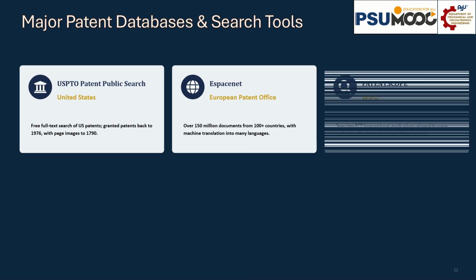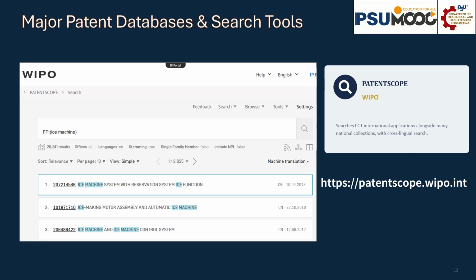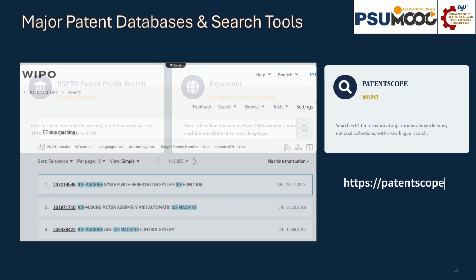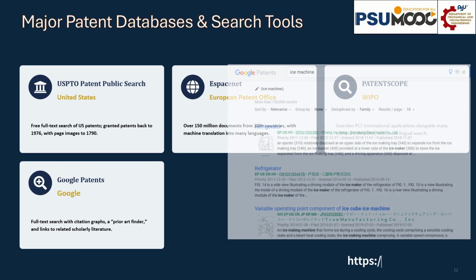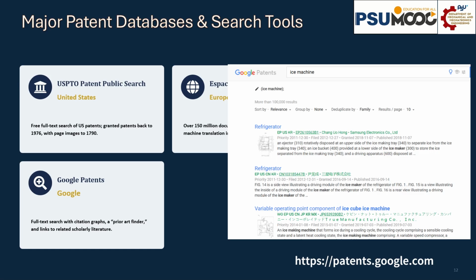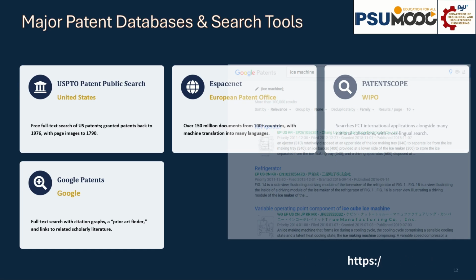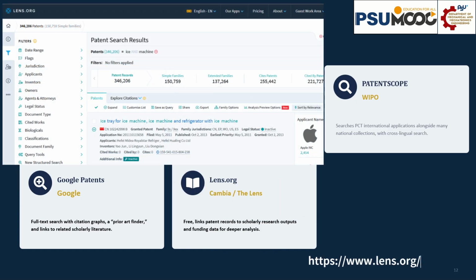PatentScope, managed by the WIPO, focuses on international PCT applications and many national collections. Google Patents offers a user-friendly interface and links patents with scholarly literature. It indexes global collections, tracks citation graphs, and features a built-in prior art finder that seamlessly cross-references academic literature. Lens.org maps patent families and directly connects patent data to scholarly research publications and funding information.